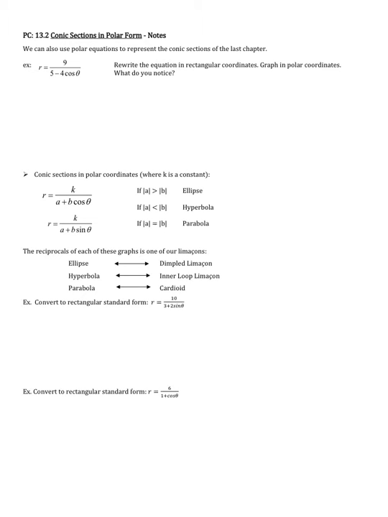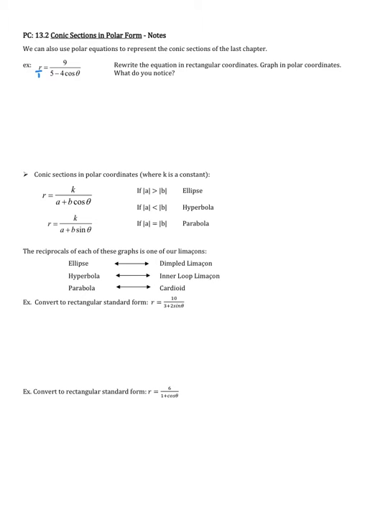Here we go. All right, so in this section, this will be pretty short, just these three examples. We are going to take something that's in polar form, because it has r and theta, and transform it into one of your conic sections. So mainly, this is just going to involve algebra.